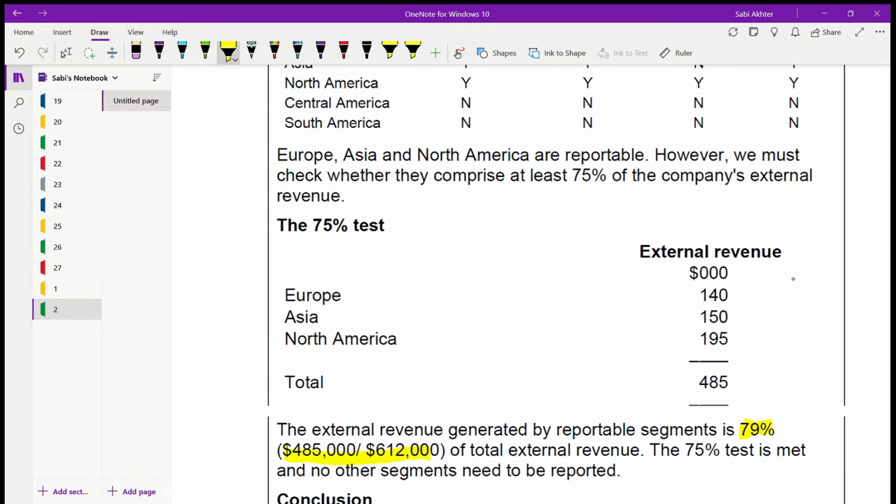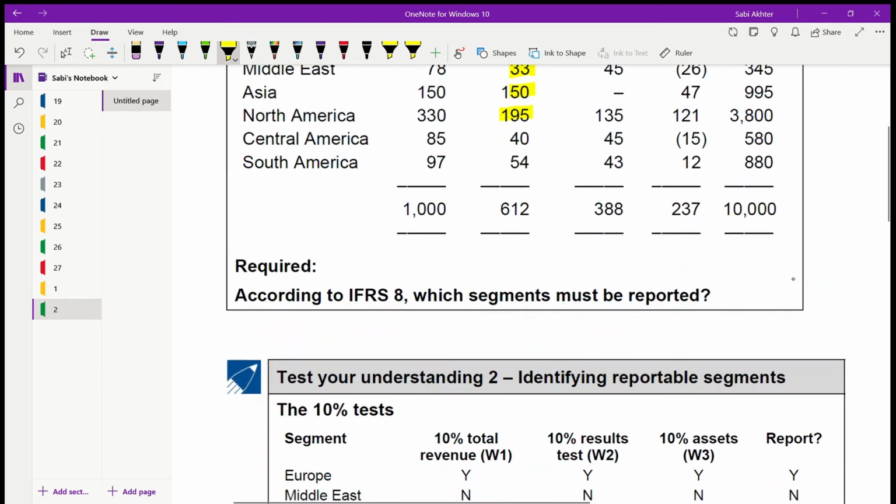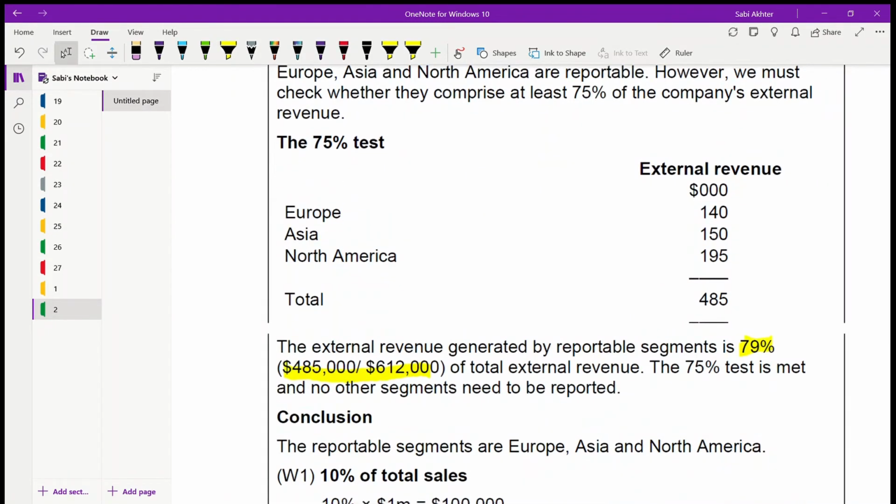This is divided by the total. What is the total external revenue? That is 612. So of the total external revenue, 79% means they have passed the threshold. 75% was, at least it should be 75. Now it is 75, the external revenue. So the 75% test is met and no other segments need to be reported.